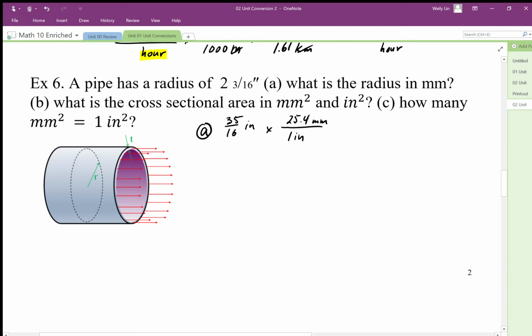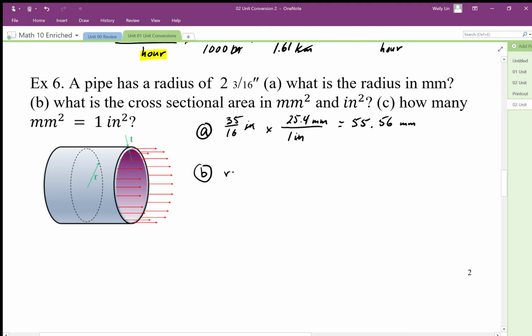So 1 centimeter is 2.54, so 1 inch is 25.4 millimeters. Inches cancel out. I multiply that together, so I get 25.4 times 35 divided by 16. I end up with 55.5625. So I'm just going to round that to 55.56 millimeters.